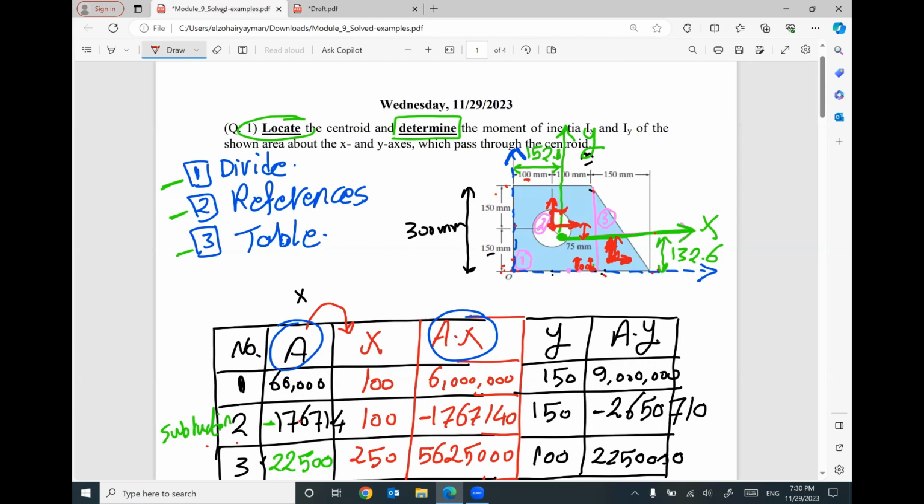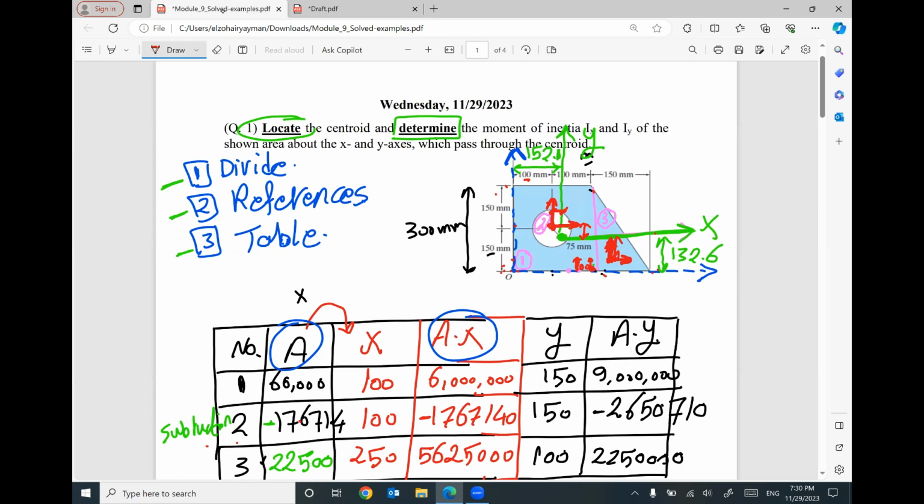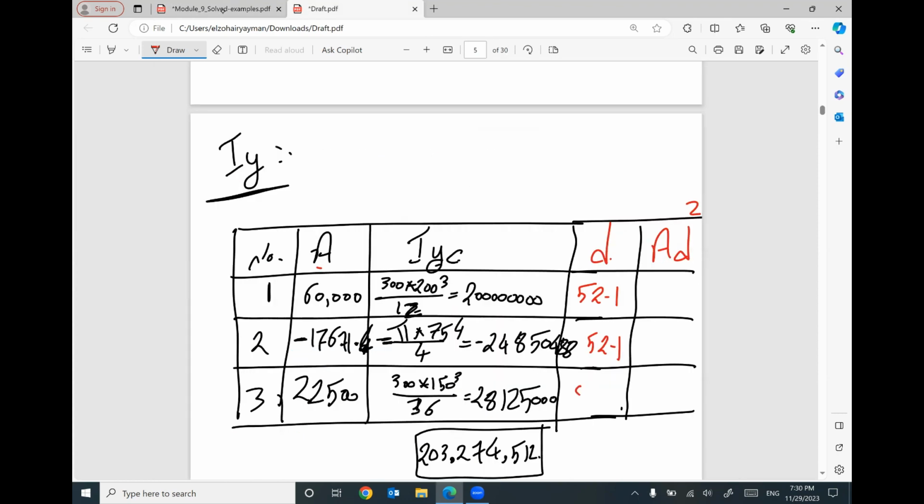The same will be for the circle. For the right angle triangle, here is the y-axis, here is the y. So what is the distance in between? I think the horizontal distance for this y-axis was 250. If you subtract 250 minus 152.1, I got distance 97.9.